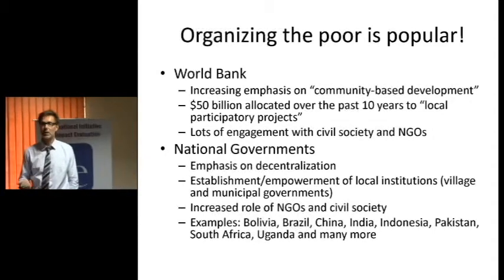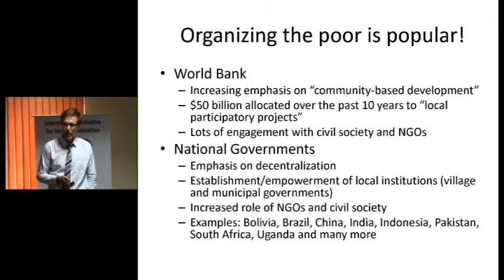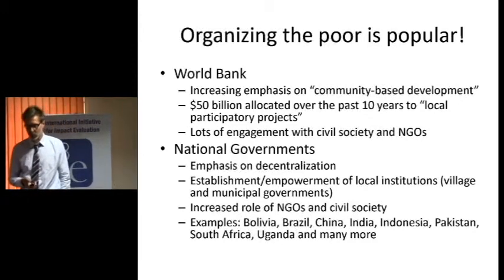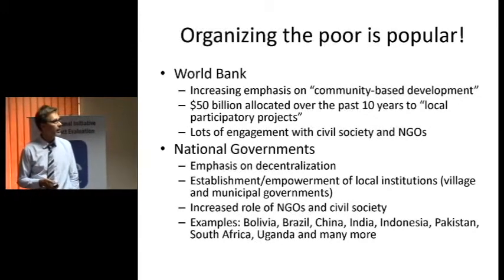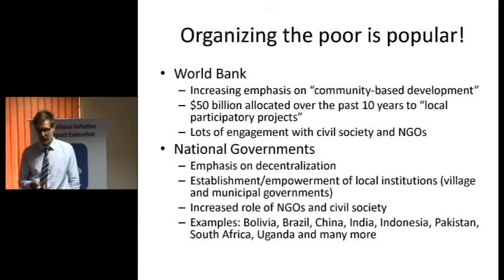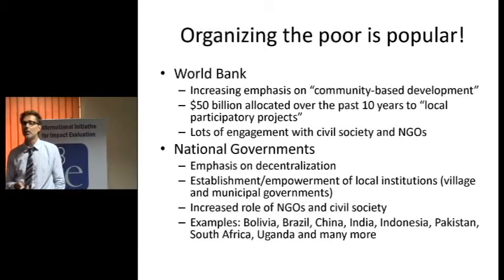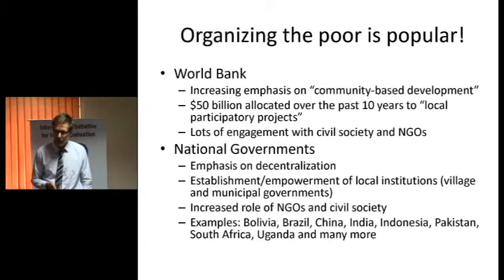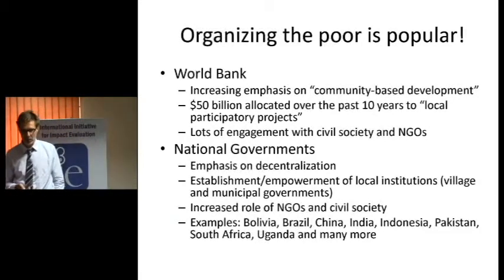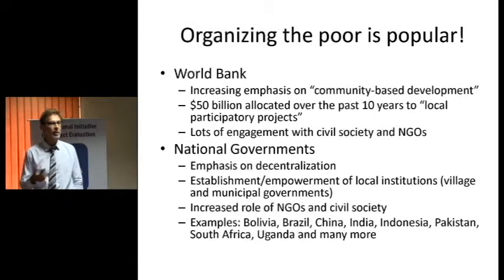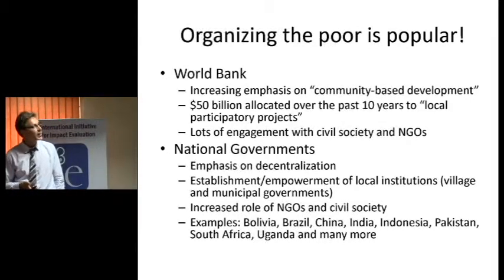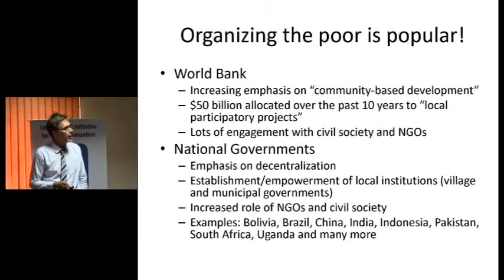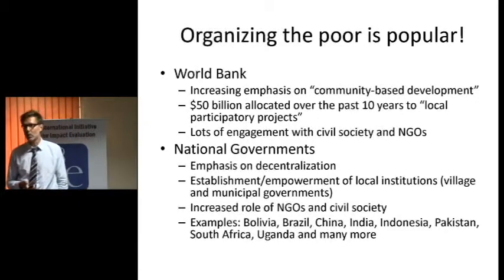But organizing the poor generally has become quite popular recently. If you look at institutions such as the World Bank, for instance, there's been a lot of talk about what is referred to as community-based development programs in different ways. As much as $50 billion over the last 10 years have been allocated to what is referred to as local participatory projects. And of course, many of these projects and programs require a lot of engagement with civil societies and NGOs.